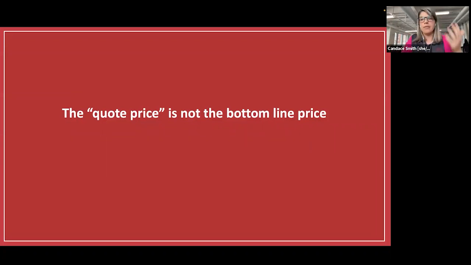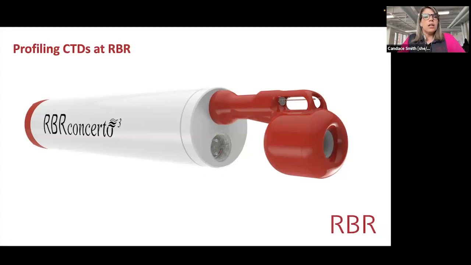So now I'm going to talk explicitly about profiling CTDs at RBR, moored CTDs at RBR, and integration OEM CTDs at RBR. So this is a very common CTD. It's called the RBR Concerto CTD. The conductivity cell, the C, is this red part here. The T is this, called the thermistor. It measures temperature. It's right here. And then this is the pressure sensor.